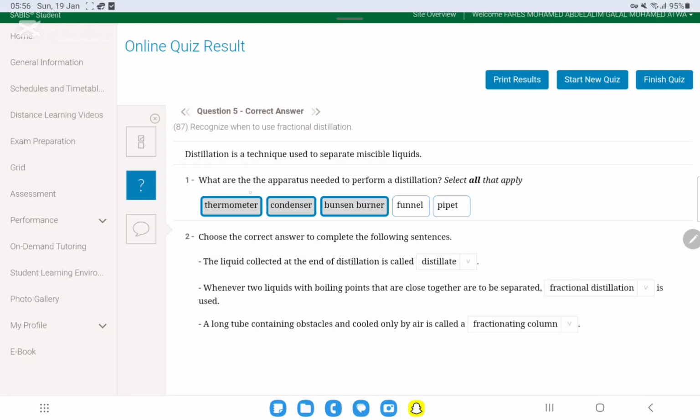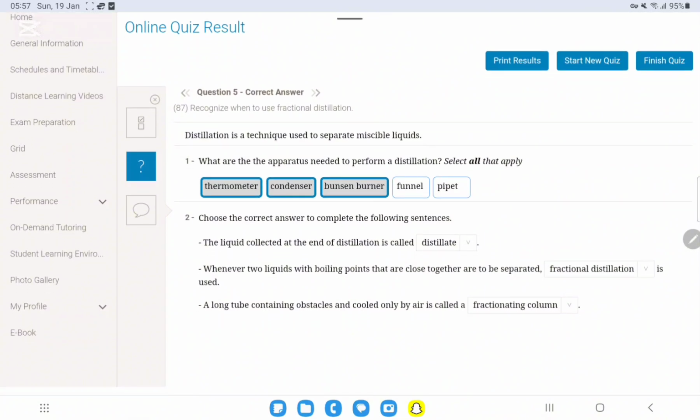So what are the apparatus needed to perform distillation? Thermometer, condenser, Bunsen burner to heat the solution itself. A funnel and pipette you don't need for distillation. The liquid collected at the end of distillation is called the distillate, as I just showed you.